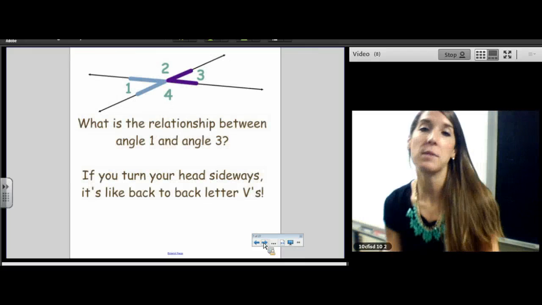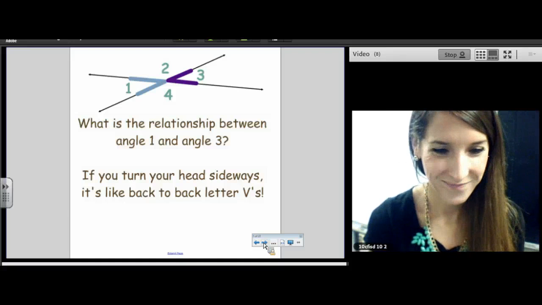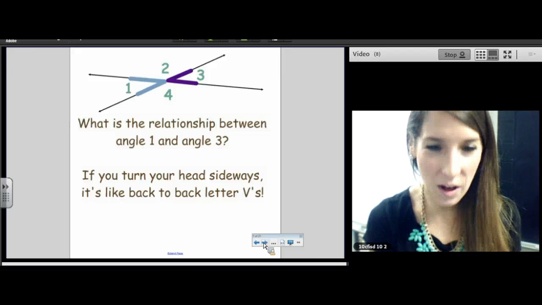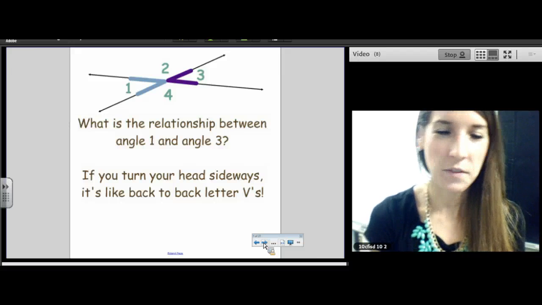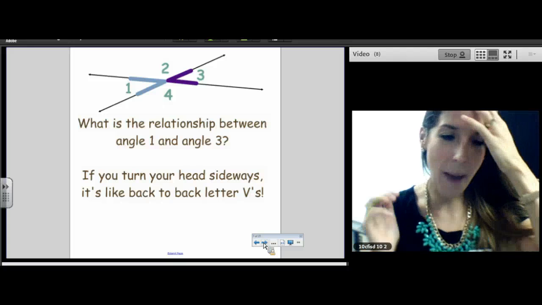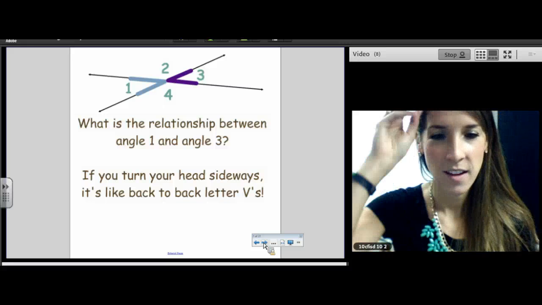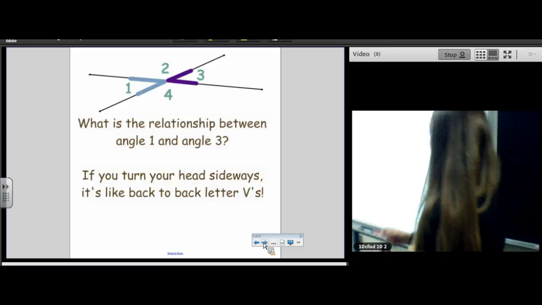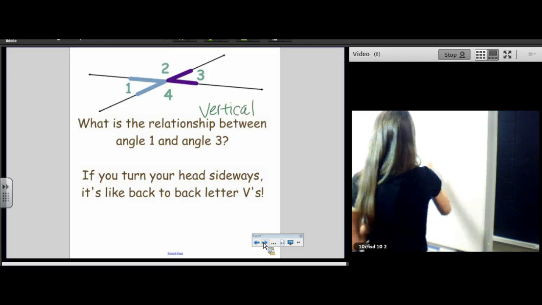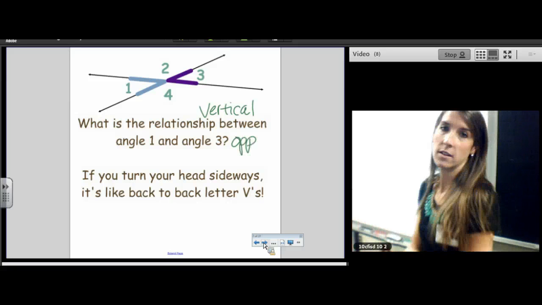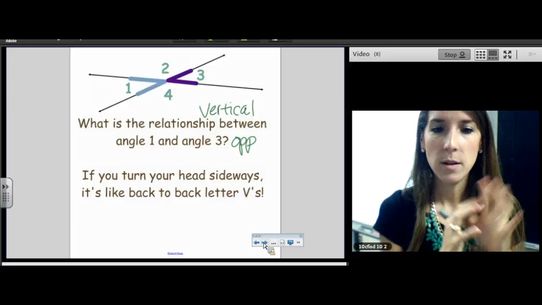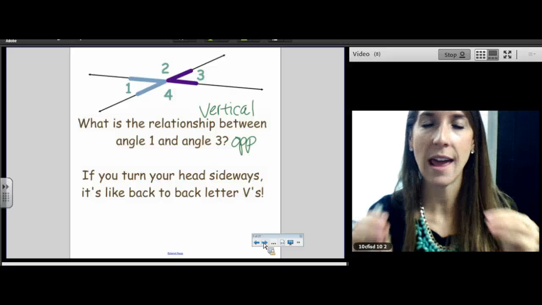This is one of the words that was possibly new to you. What is the relationship between angle 1 and angle 3? So if you turn your head sideways, hopefully it looks like the letter V and then the letter V, like back to back, the letter V. So the relationship between angle 1 and angle 3 is that they are vertical angles. They're opposite each other. Their position is opposite, not the measure of the angle, the position. So angle 1 and angle 3 are called vertical angles.